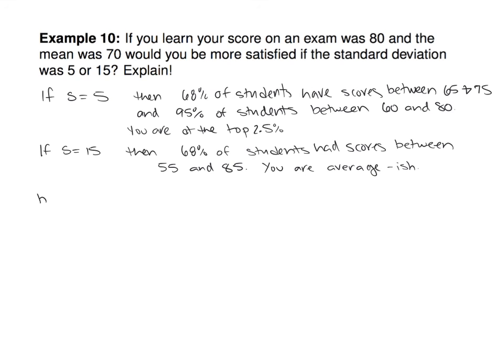So I think you'd be happier if S was equal to 5. Because in that case, maybe if you end up being pretty high, your teacher might decide to curve that exam. Whereas if it was the second case, there's no reason to curve the exam because there are still people who, 16% are still above the score of 85. So no need to curve then.